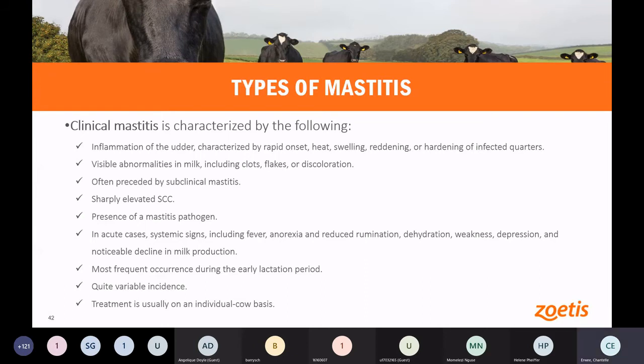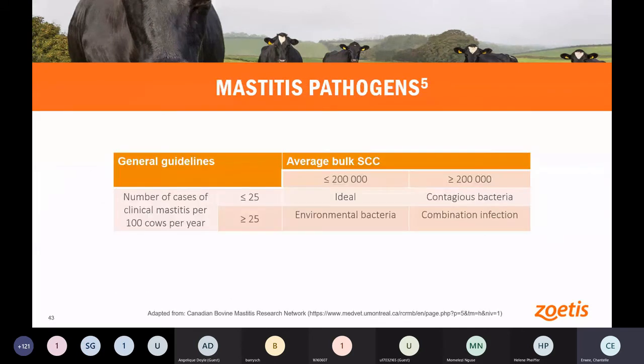Okay, so when you're looking at, let's say, the average bulk tank somatic cell count, and you're looking at the clinical mastitis history on the farm. And then once again, this is general. These are general guidelines, and it's not a hard and fast rule. But generally, if there's less than 25 clinical cases of mastitis per 100 cows per year, and the bulk tank somatic cell count is less than 200,000, that would be the ideal situation, right?